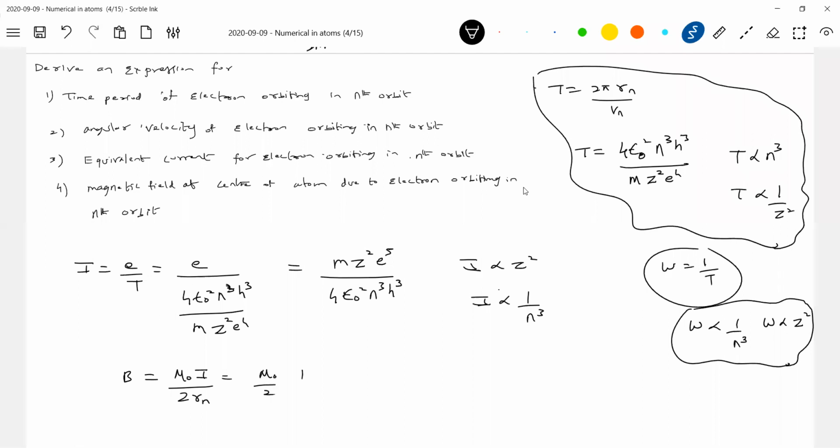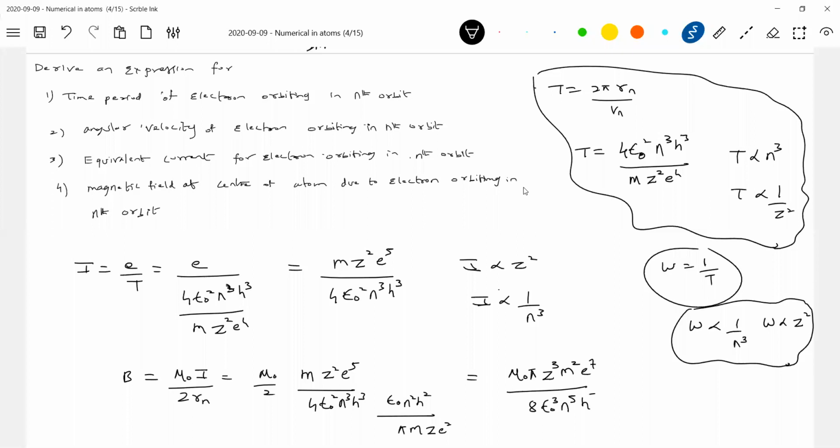We know the expression for current: n cube h cube, this one. What is the expression for the radius of the nth Bohr orbit? Epsilon naught n square h square over pi m z e square. Solving this, I'll end up with mu naught pi z cube m square e to the power of 7 over epsilon naught cube n to the power of 5 h to the power of 5.